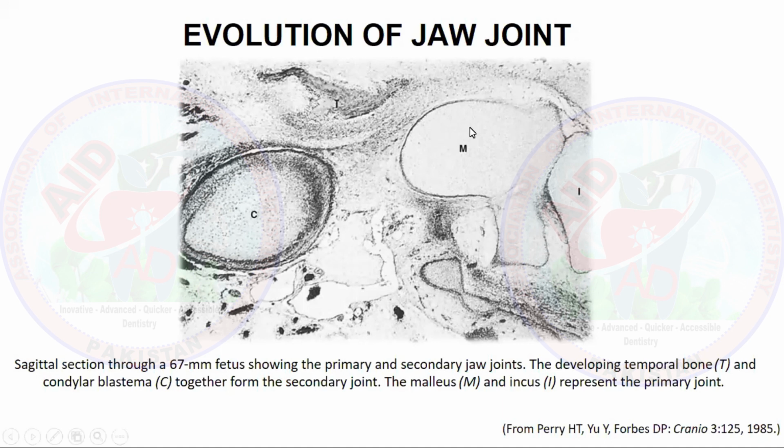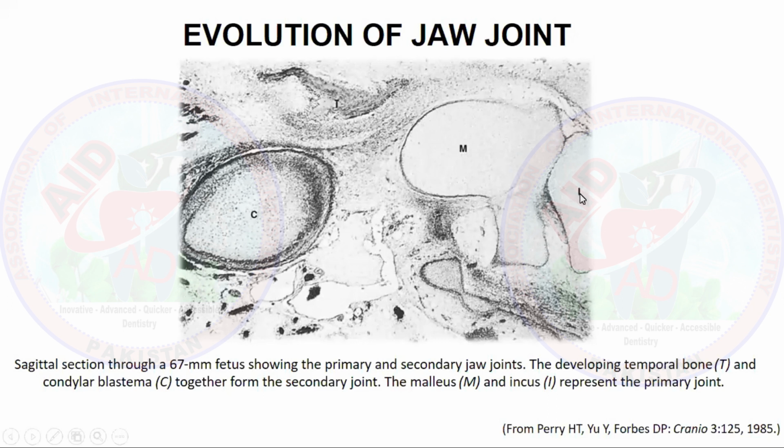And when you look at C, it's round head. And this is the initial start of the condylar blastema. And together, from this to this, we will see that this is the joint area. But look at this. From here, you will see the slight orientation of thickening of the connective tissue. And this connective tissue is ending right here.